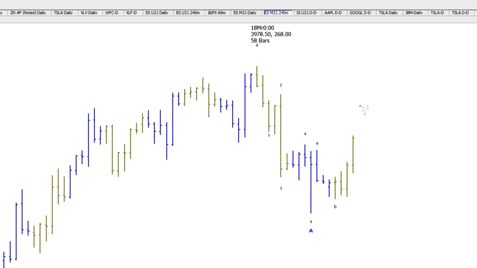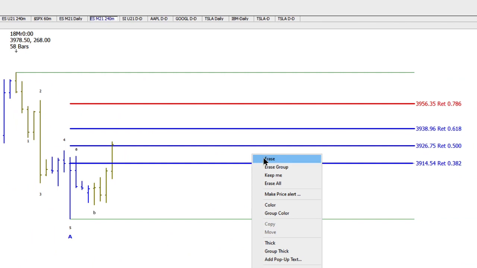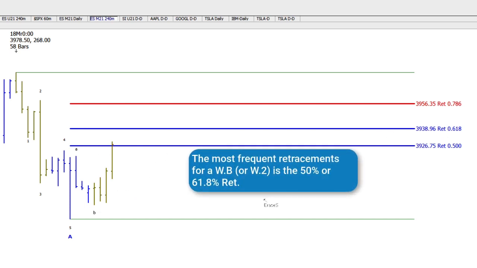So the first thing we always do, if we're making a correction, we always want to do the retracements, the internal retracements. So let's put those on. And I just eliminate the 38.2%. That's not relevant. We can leave the 78.6% on, but the typical retracements for a wave B or wave 2 is 50% or 68%. So we have the key retracements on.